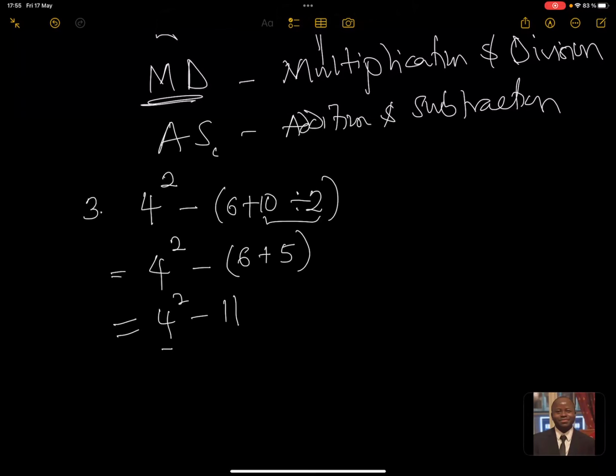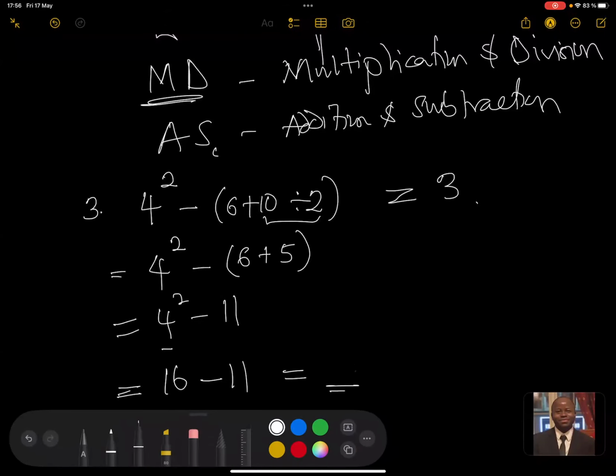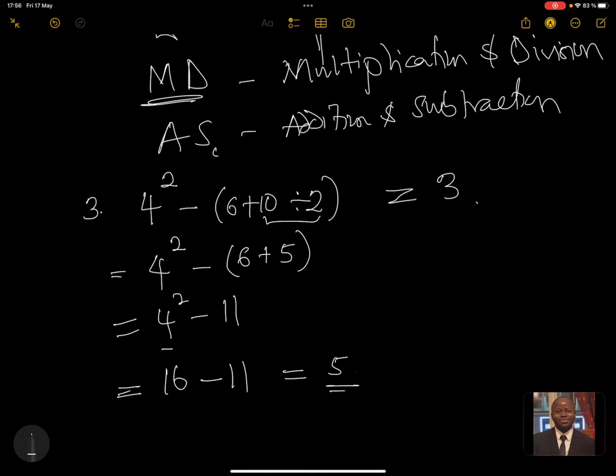4 to the exponent 2. So in this case, I'm going to deal with 4 squared. And 4 squared means 4 times 4. 4 squared is what? 16. Then 16 minus 11. So 16 minus 11, finally, I get what? So what we have here is 16 minus 11, which is what? Which is 5. Is that correct, everybody?